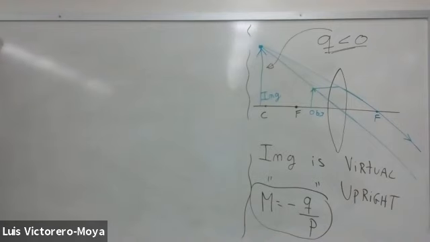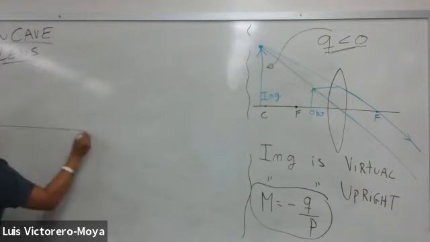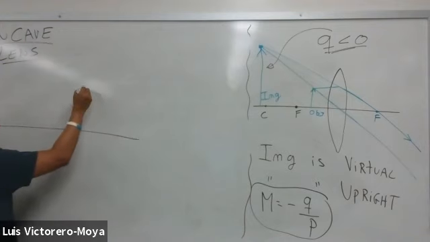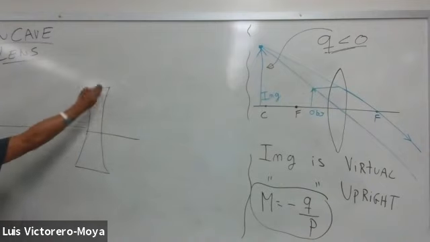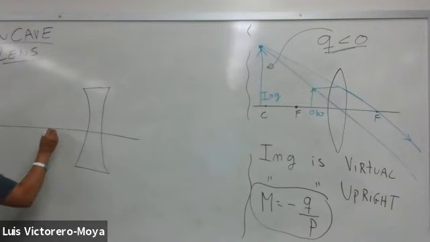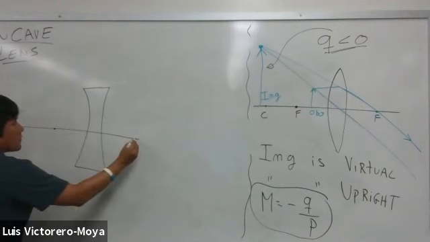So here, you always get virtual images. A concave lens is drawn like this, right? Concave and concave there. Also, two focal points. That's fine.